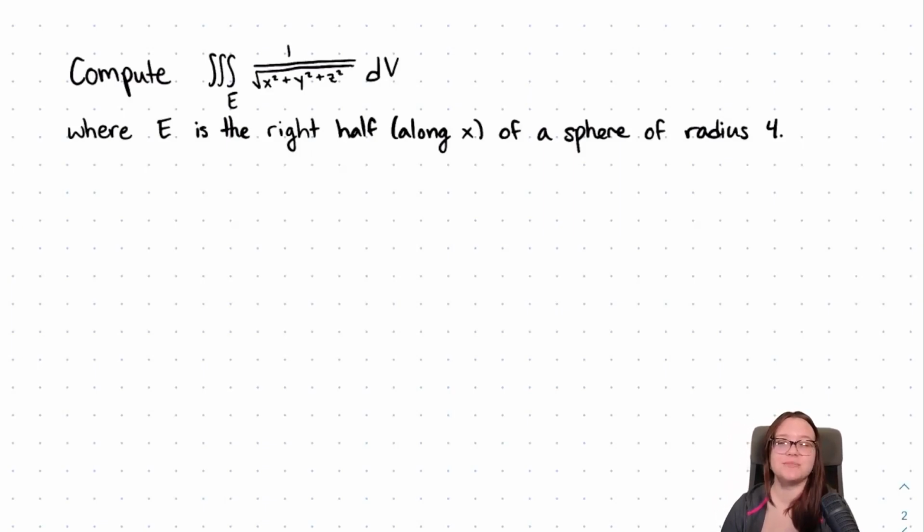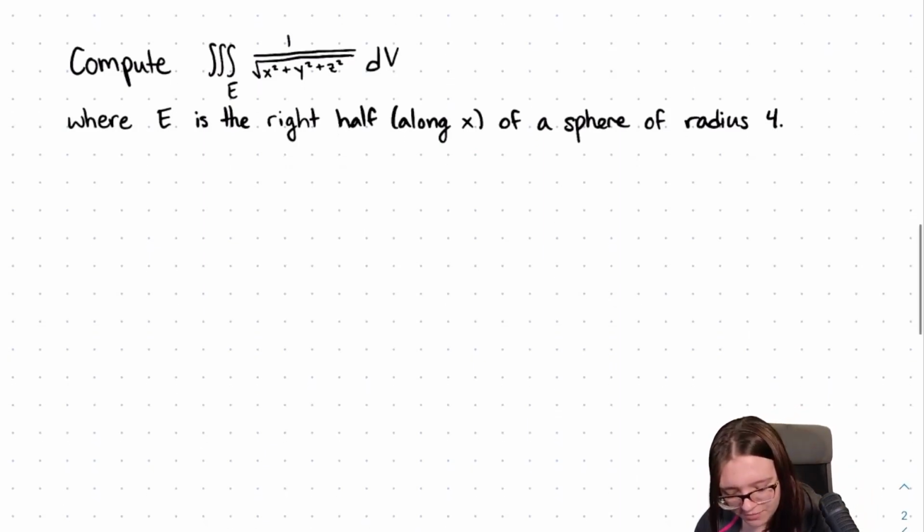Together we want to compute the integral over this region E of 1 over the square root of x squared plus y squared plus z squared dV, where E is the right half of a sphere of radius 4. What do I mean by the right half of a sphere? Well, we're telling you it's along the x-axis, so that means we're cutting at the yz plane, and we're taking the part along the positive x-axis.